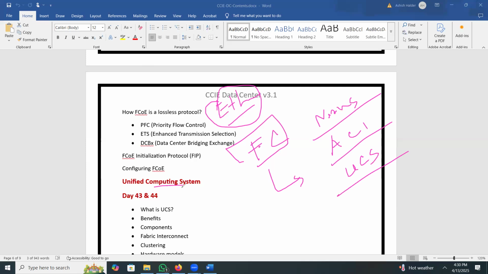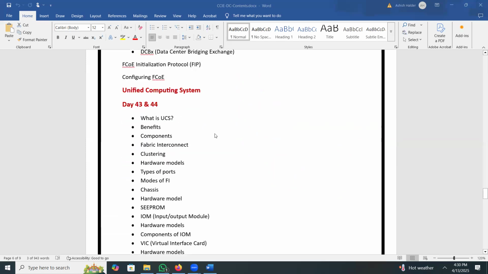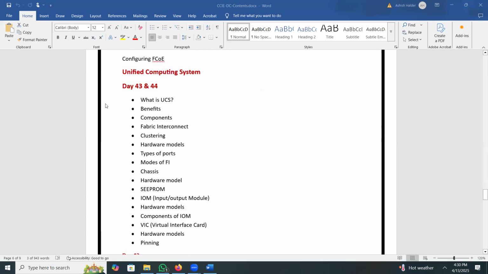And another important topic is UCS, Unified Computing System. This is very important. As well as Nexus, ACI, and UCS, these three technologies are very important in terms of CCIE Data Center or CCNP Data Center. Now, Unified Computing System. So I will discuss what is UCS and what are the benefits.